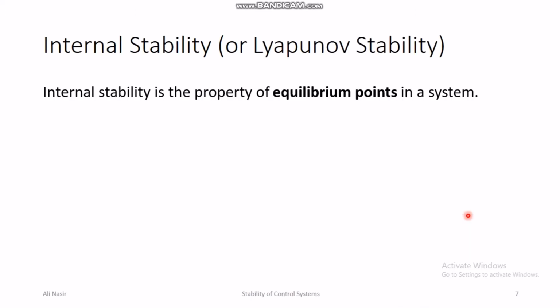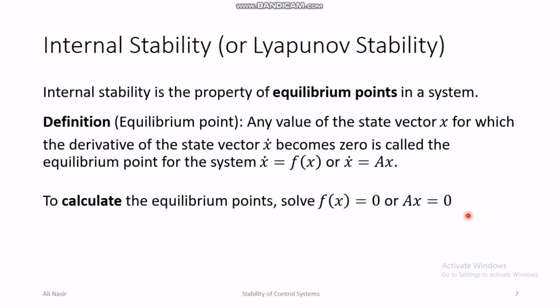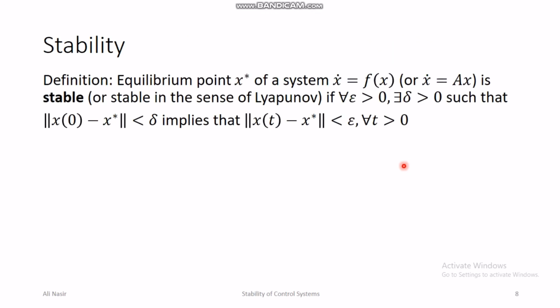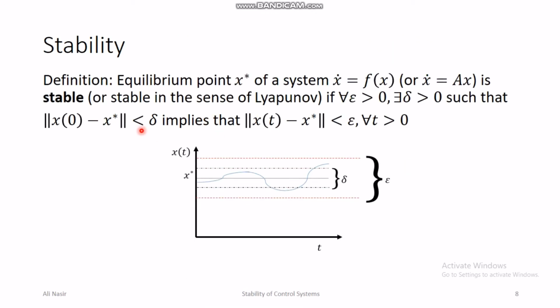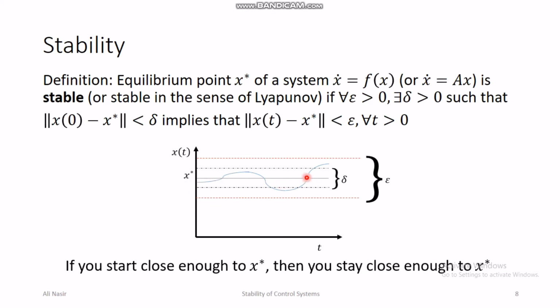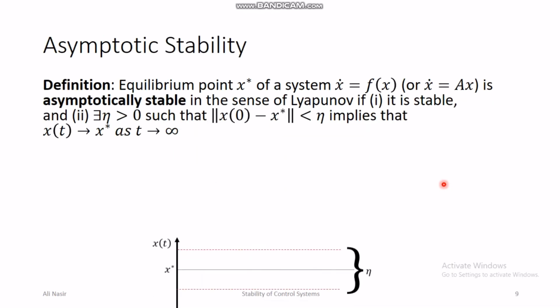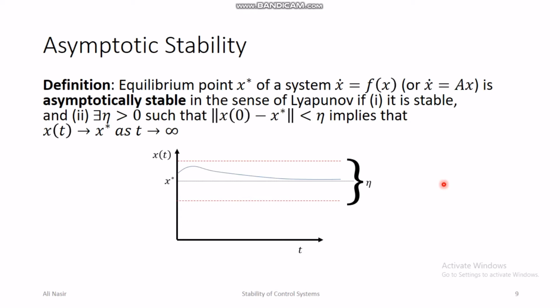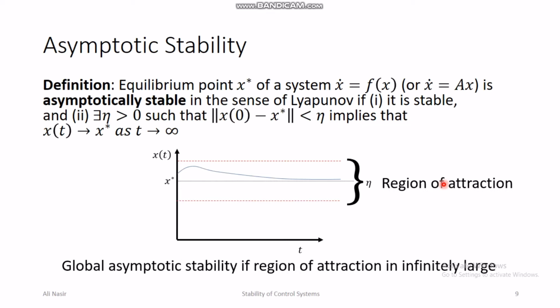And internal stability is relevant to the equilibrium point, which is the point of the system where all the dynamics are zero. Internal stability is if you start close enough to the equilibrium point, you stay close enough for arbitrarily small neighborhoods of the equilibrium point. That is the stability. And then asymptotic stability is that you not only stay close enough, but you have the additional property of attractivity. And attractivity requires that whenever you start from an initial condition, you not only stay close enough to the equilibrium point, you actually converge to the equilibrium point.